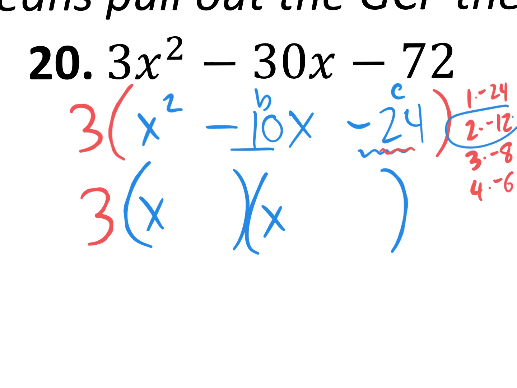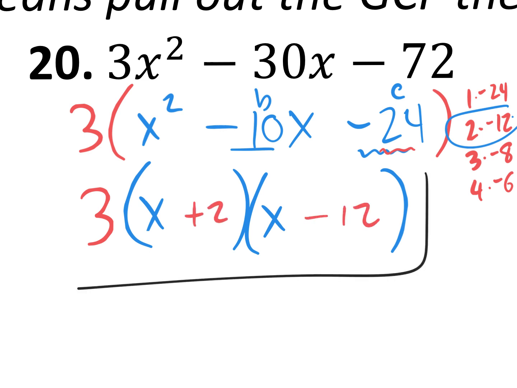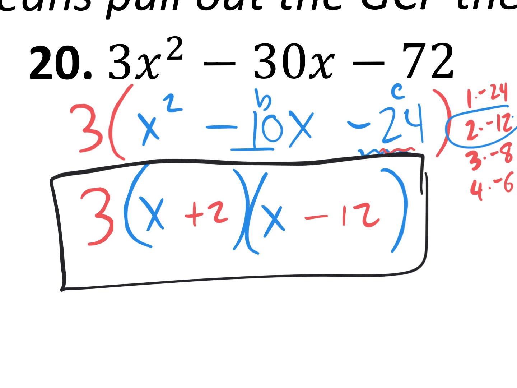Here we go. So I'm going to plug in exactly those numbers, a positive 2 and a negative 12. And ladies and gentlemen, we have completely factored. We pulled out the GCF, and then we attempted to continue factoring, and we successfully factored that blue quadratic trinomial.